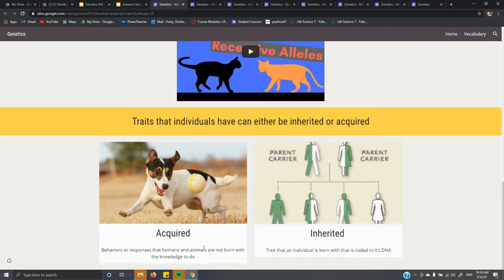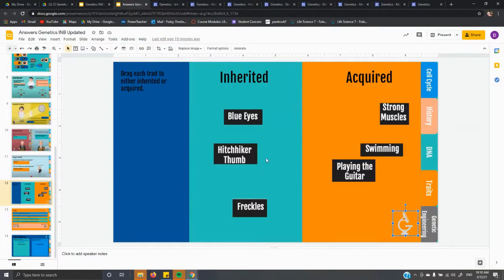That's an acquired trait. Inherited traits are things like your natural hair color, your eye color, skin color, whether or not you have freckles, how long your fingers are, things like that. Inherited traits also include hitchhiker thumb, that's if you can bend your thumb back, and freckles. If you are out in the sun, you might get more freckles, but you still inherited the trait to get freckles.